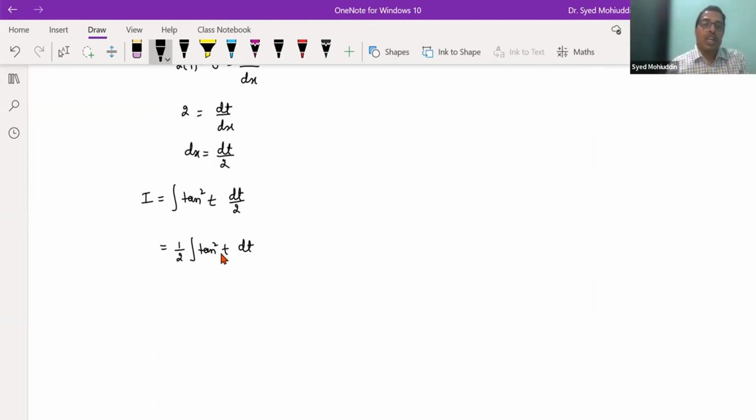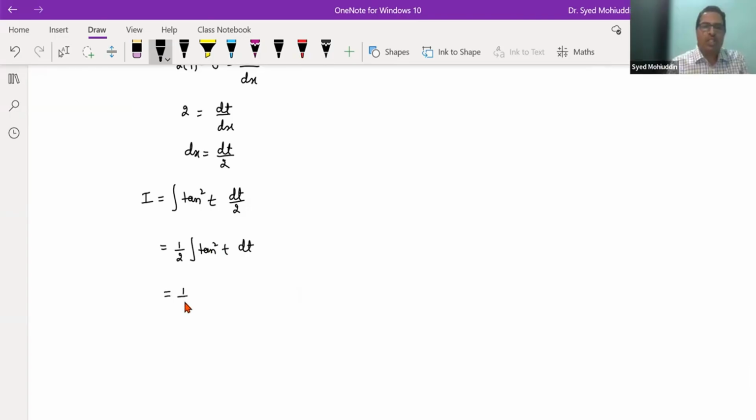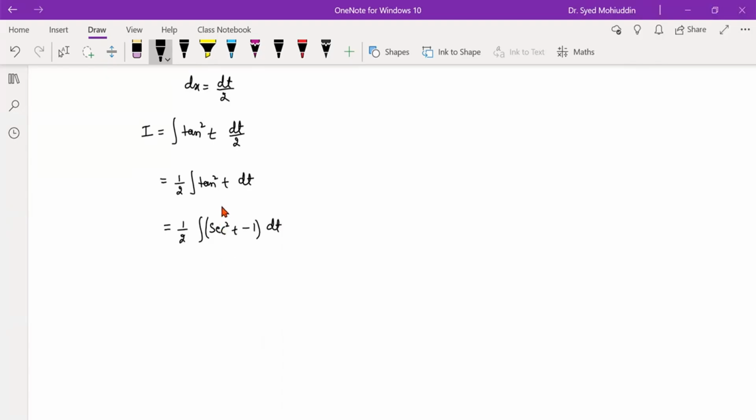And the question is, can we express tan square in some other form? Yes, you can. Whenever you have secant square, that is the best way you can integrate it. So tan square can be written as secant square t minus 1, times dt. Whenever you don't have a standard integral form, you search for an expression where you have its integral. Tan square integral is not there, so you search for another trigonometric function which has an integral. So I have expressed tan square in the form of secant square t minus 1. Now let us try to integrate this.